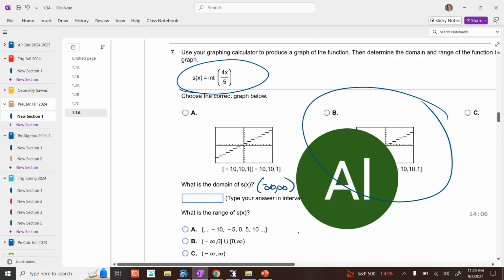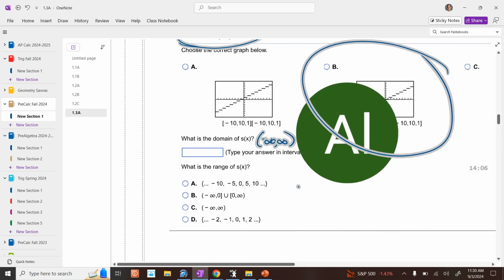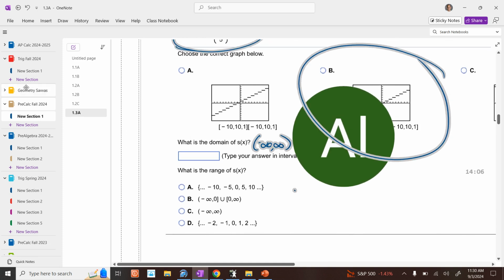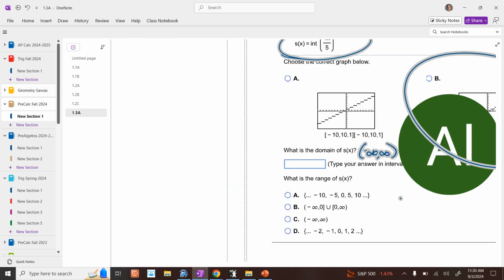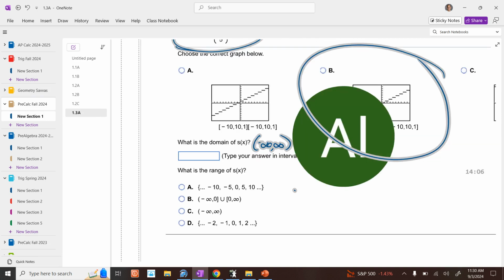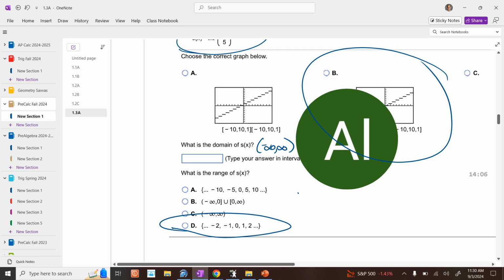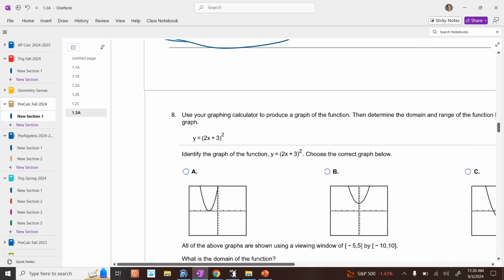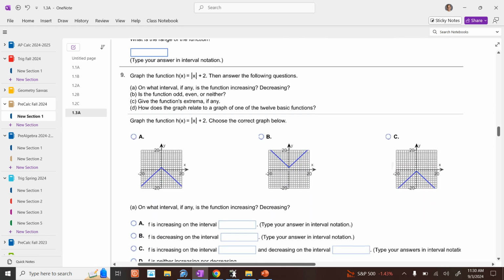But since they're stair steps, they're individual numbers, not the interval notation way. Whoops. Undo. So it actually looks like this. Okay. So that's the greatest integer function. All right. So you'll have some problems like that.